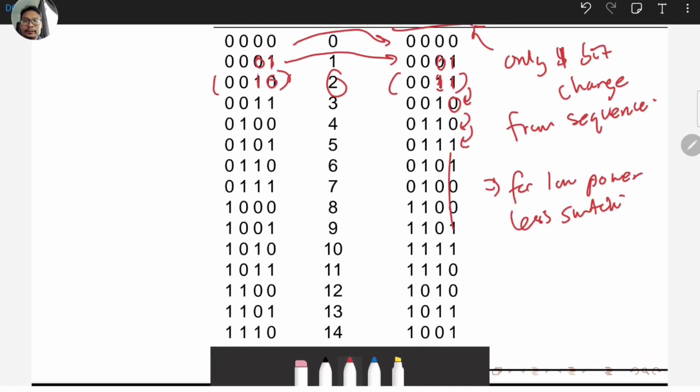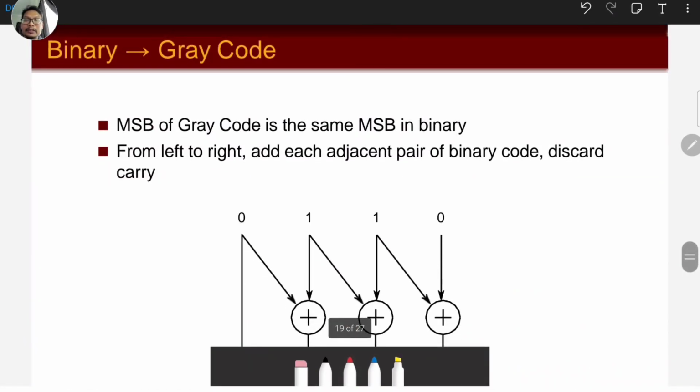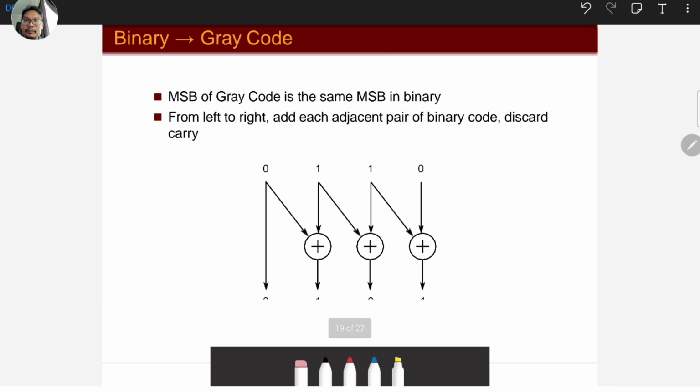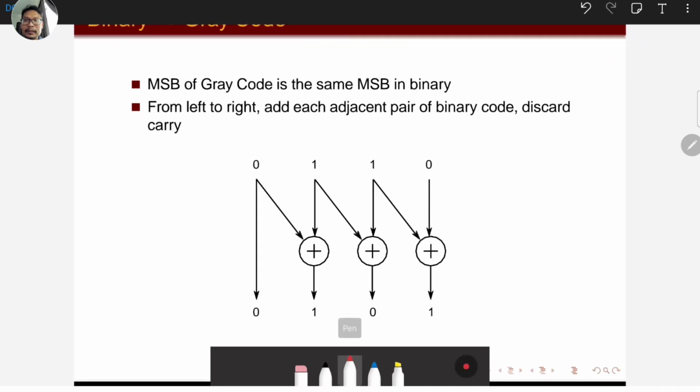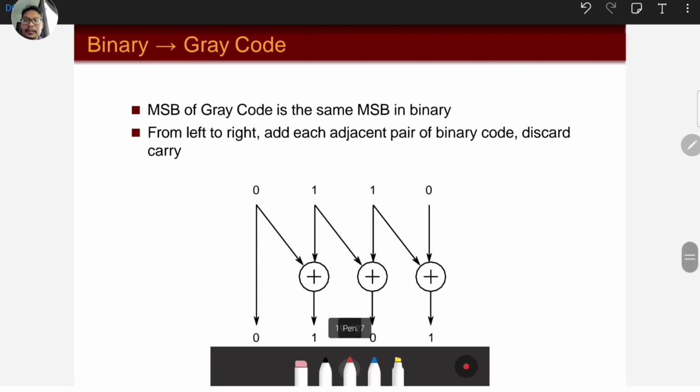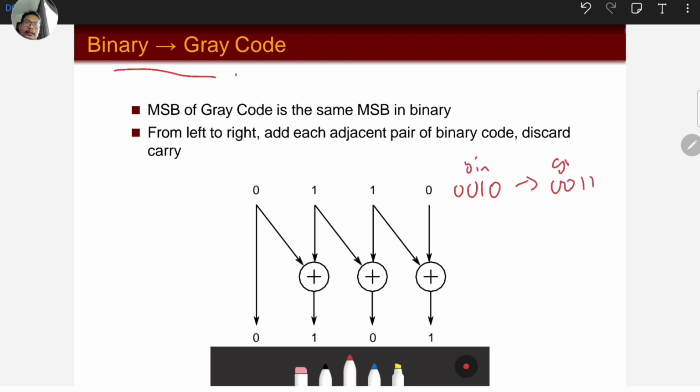Okay, so let's move on here. Given a binary number, can we convert it into a gray code? For example, just now we saw that 0010 in binary is actually 0011 in gray. So how do you convert a binary to gray, or how do you convert gray to binary?